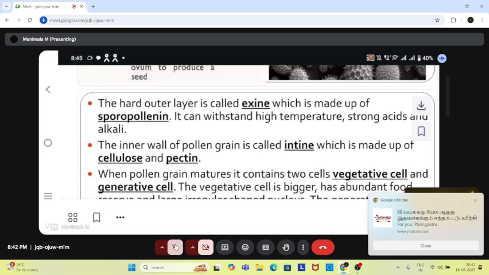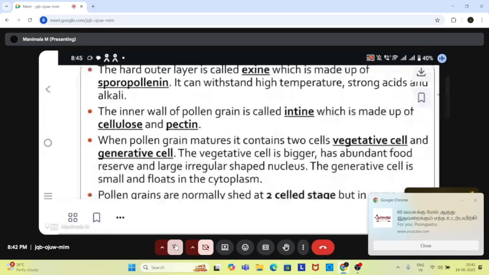The outer layer is generally thick, tough and hard, and it is composed of sporopollenin. Tough means nothing but hard. So what is sporopollenin? Already I told you it is a resistant organic material. It can withstand high temperature, strong acids and alkali. And the inner wall of the pollen grain is called intine, which is made up of cellulose and pectin.